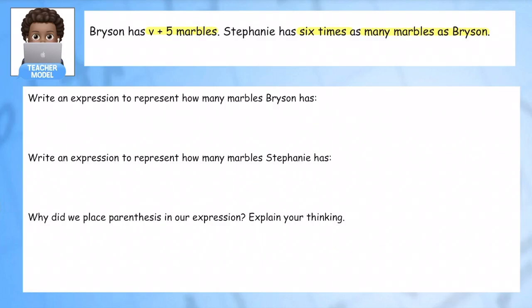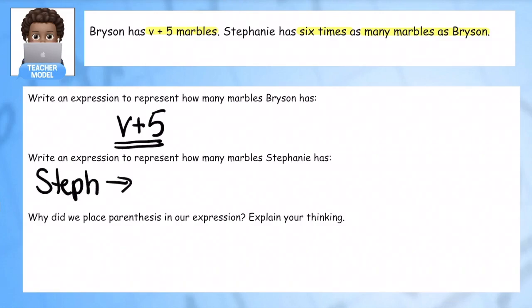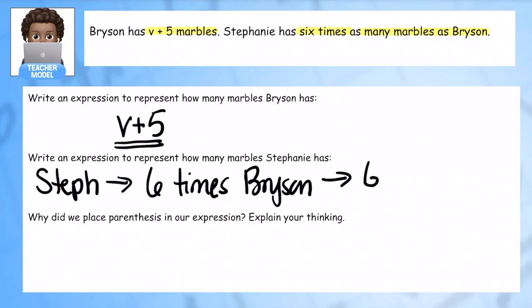So what do we already know? We know that Bryson has this. This is his exact number of marbles. We have no idea what V is, but we know it can be represented as V plus 5. And we know Stephanie has 6 times as many. So Steph has 6 times what Bryson has. So I could just represent this as 6 times whatever Bryson has here.